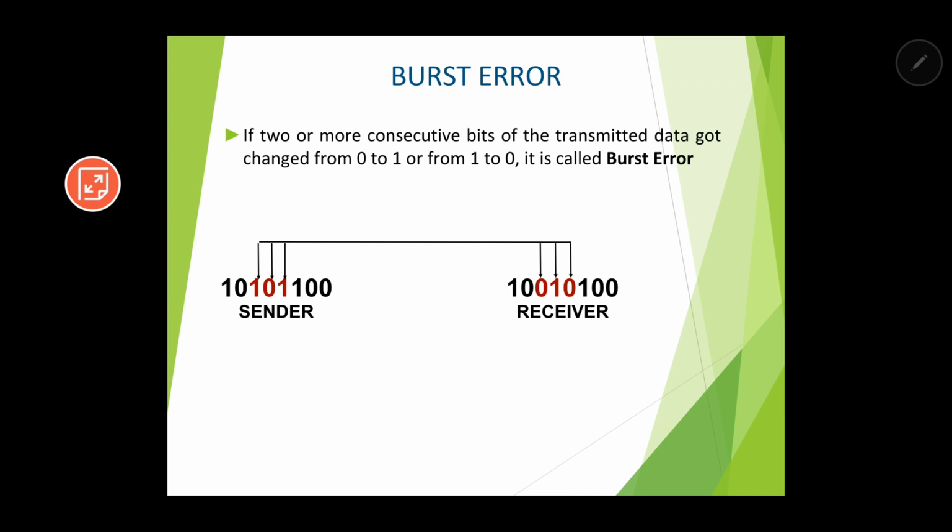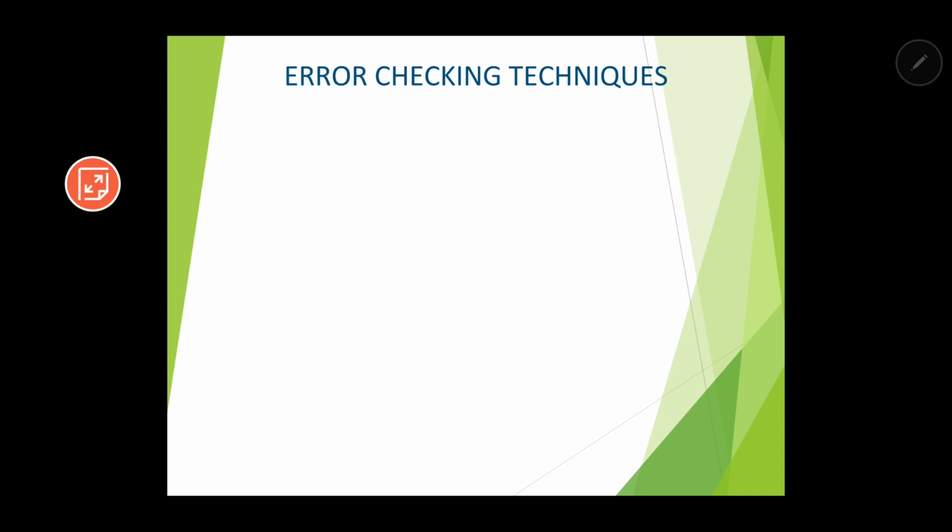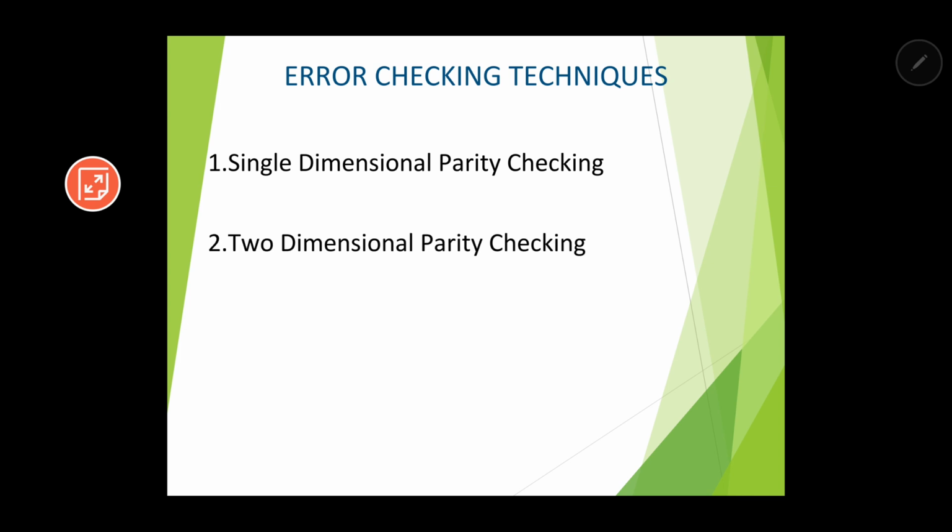If consecutive bits get affected during transmission, we say the kind of error to be burst error. Now we'll go to the various error checking techniques because errors are undesirable. The first error checking technique is single dimensional parity checking. The second is two dimensional parity checking. The third is checksum, and the fourth is cyclic redundancy check, popularly known as CRC.